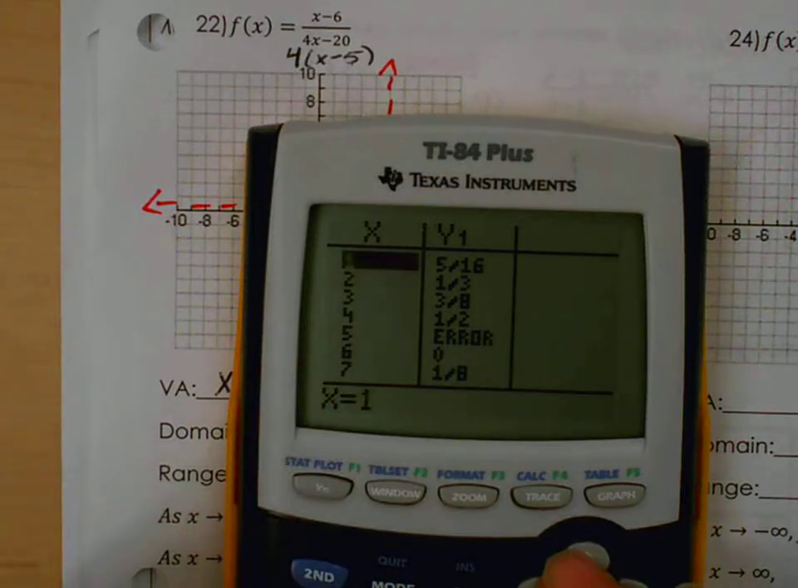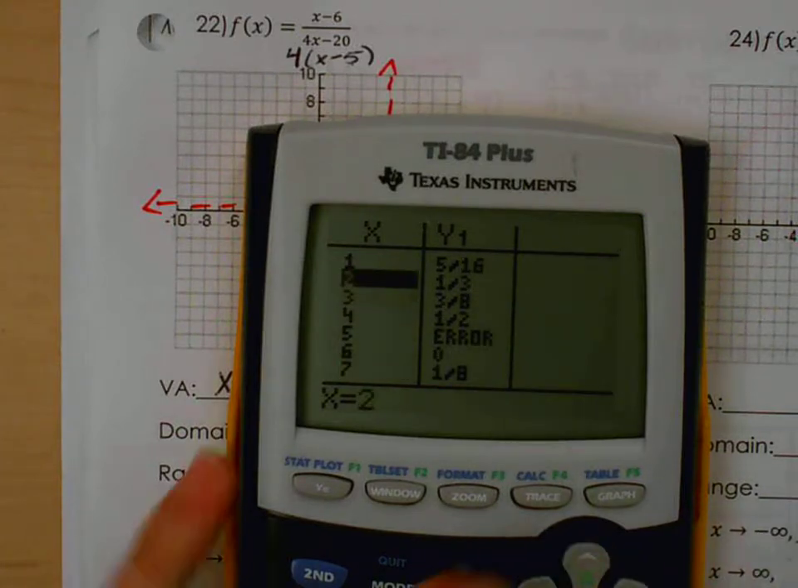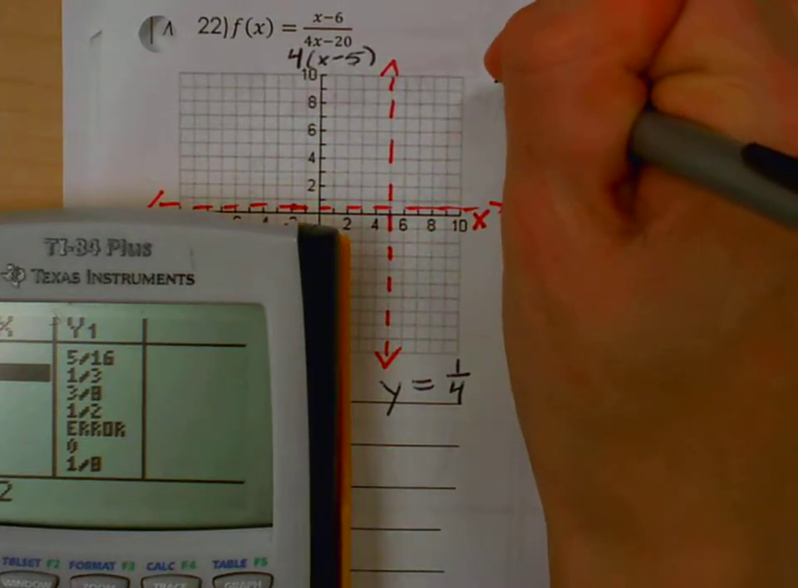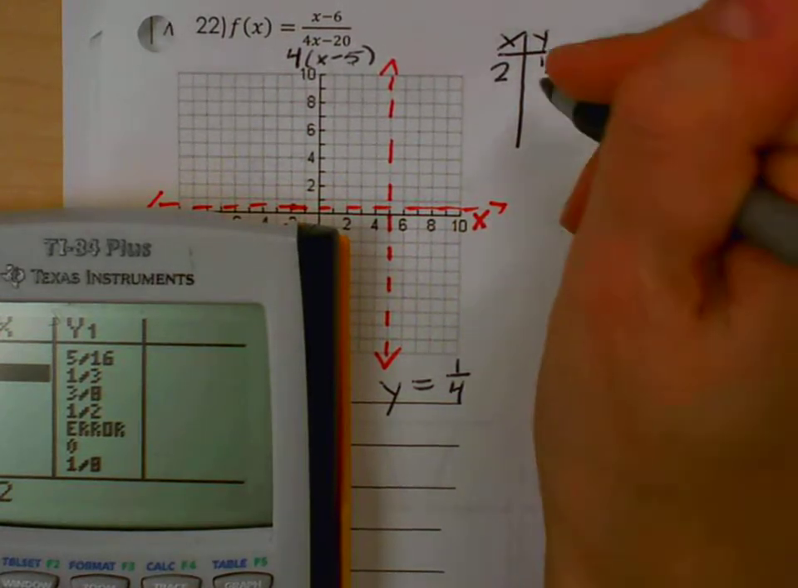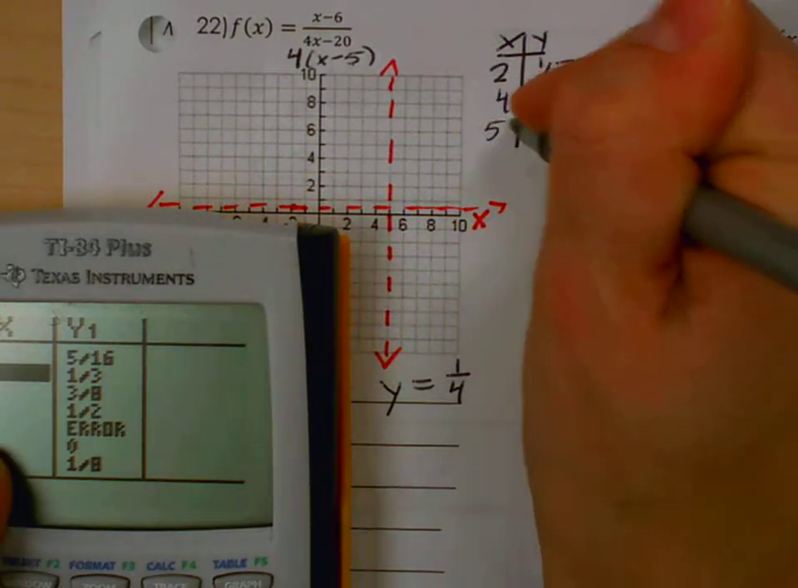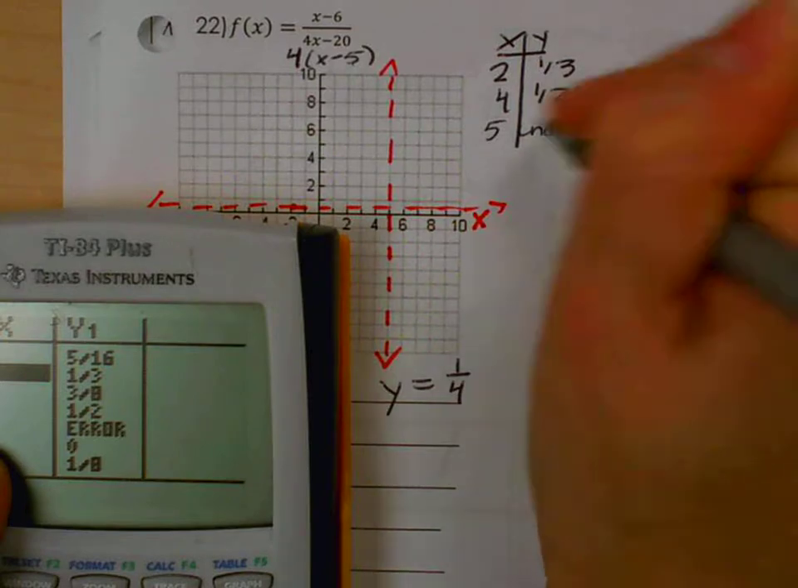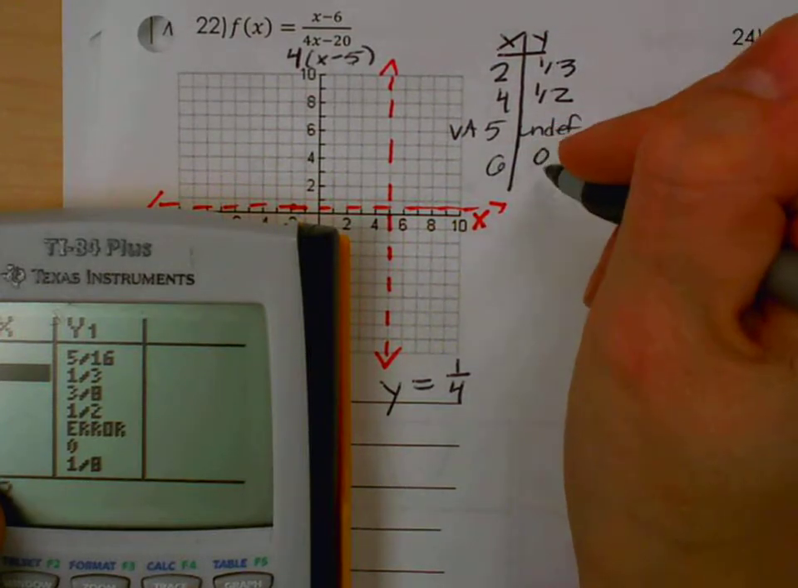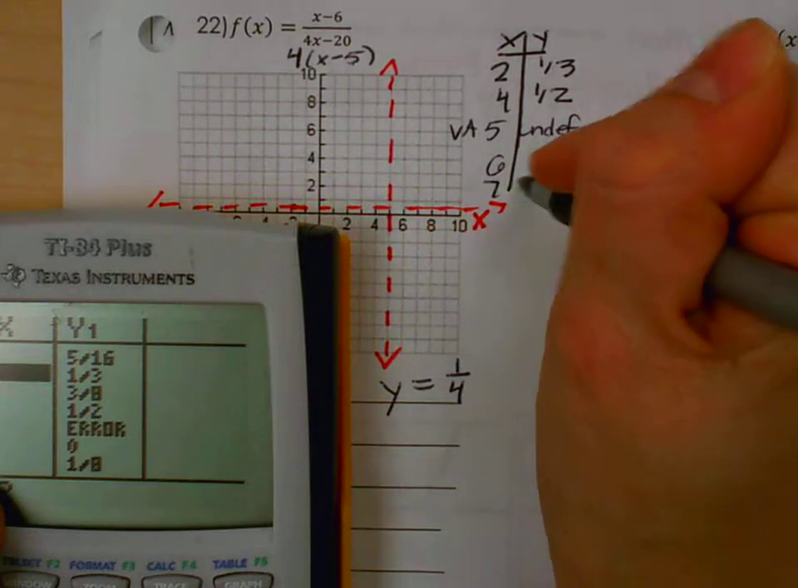So let's see if I can find any whole numbers or integer numbers. No. All right, so we're going to go with 2 and 1/3, 4 and 1/2, 5 is undefined. This is my vertical asymptote. 6 and 0, and 7 and 1/8.